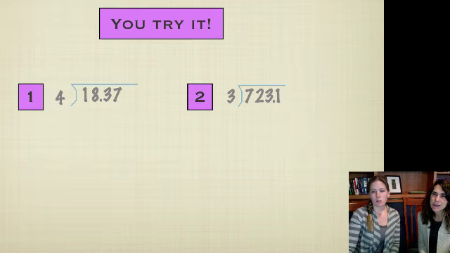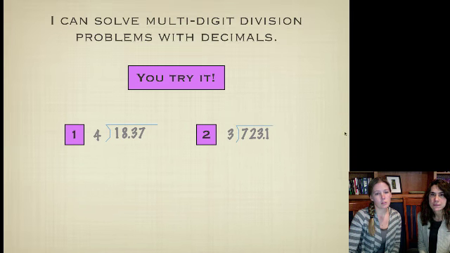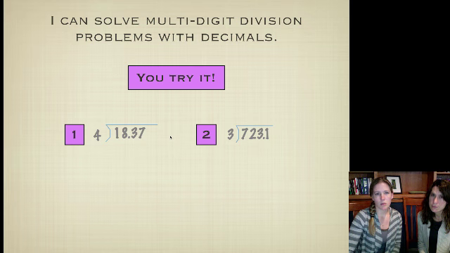So now you get to try a couple on your own. Please take a minute to pause this and try these. Remember, go back, look at the steps, whatever you need to do, and then we'll go over them tomorrow.